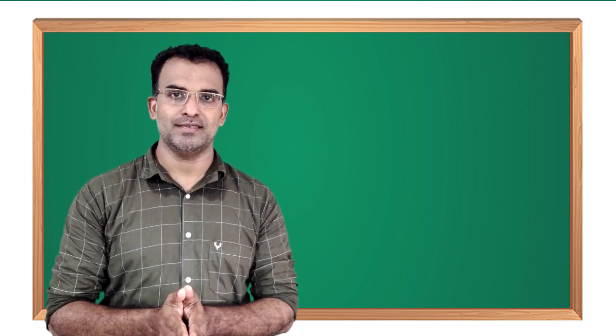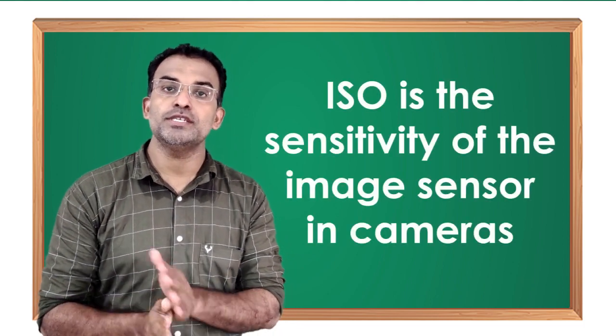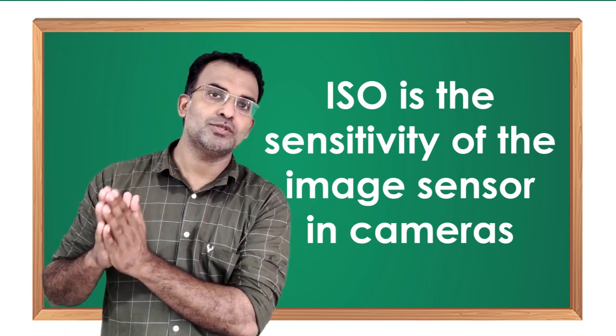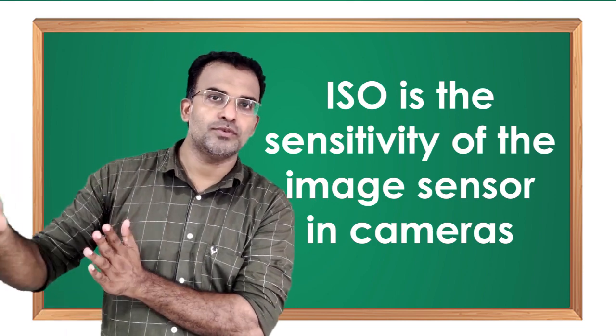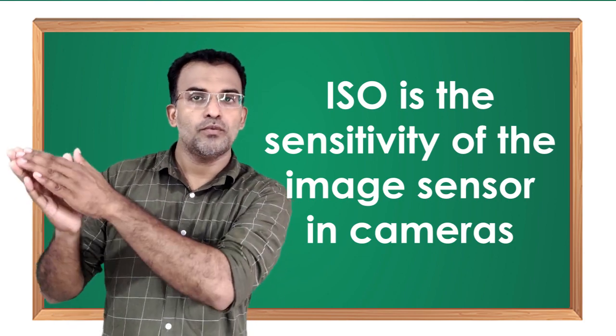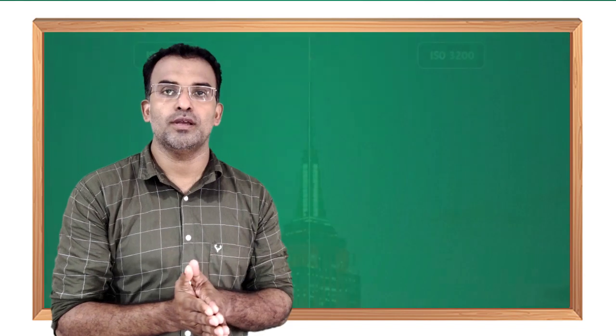What happens to our eyes when we step into a dark room from a bright place? Yeah, at first we will not be able to see anything, but slowly we get the vision. That means our eye sensitivity increases. This is what ISO does in cameras. ISO is the sensitivity of the image sensor in a camera. When there is not enough light, we have to increase the value of ISO. And when there is more light, we have to keep the ISO at a low value.